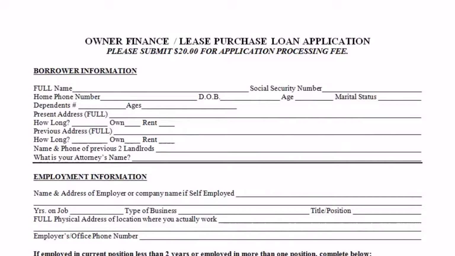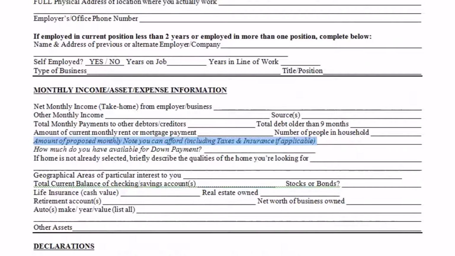So if that's you, then you're going to want to get people to submit an application before they even know exactly what property they're going for, because you're going to help find them and match them up with one. That's where these questions become relevant, okay? When there isn't a specific property in mind yet. You want to know, what is the amount of the proposed monthly note that you can afford, including taxes and insurance? So whatever they tell you they can afford, get them to pony it up right there. Also, how much do you have available for down payment? Get them to tell you.